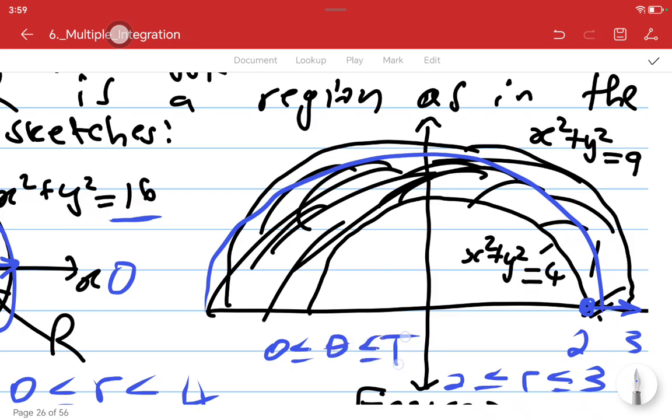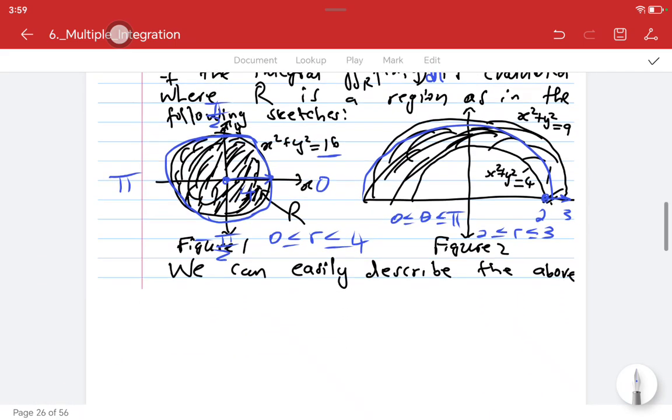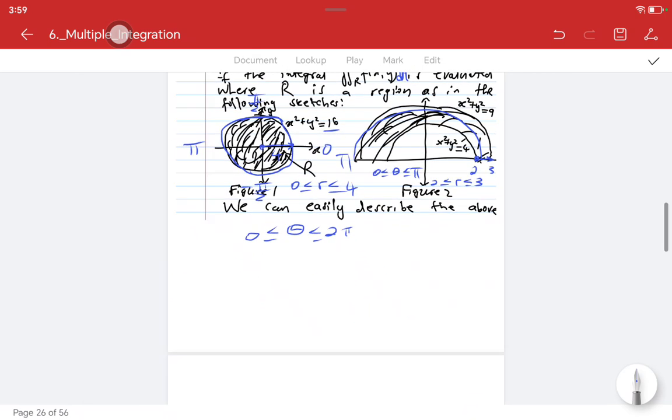And also our angle will always be between 0 and some angle. This one is between 0 and pi, because you can see it's only hitting pi here. Then this one, our angle will be between 0 and 2 pi. So if we know how to sketch a graph, it will be simple for us to change it to these regions of the polar coordinates, right?